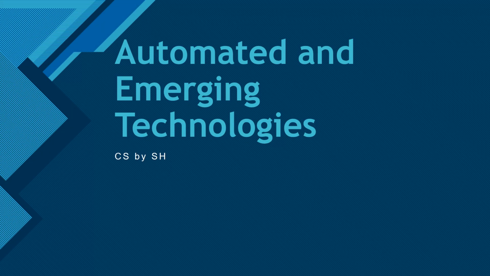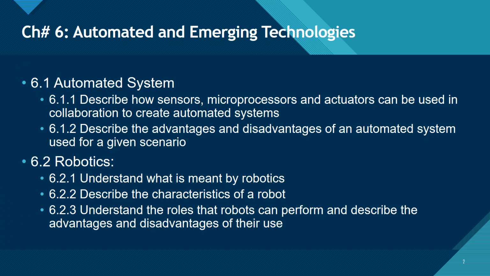Chapter number 6, Automated and Emerging Technologies, CS by SH. This chapter consists of three parts. In this chapter you will have three sections, and the first section is about automated systems.